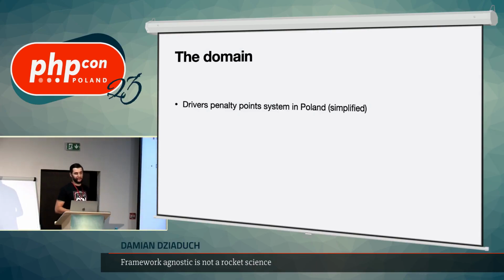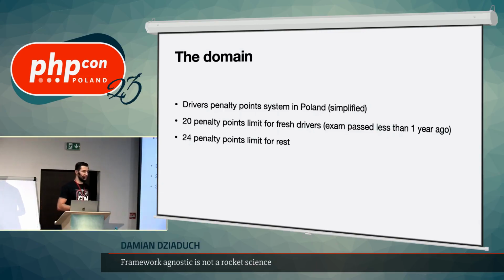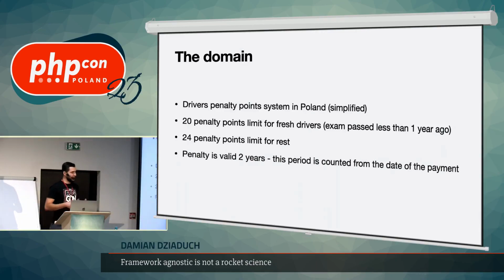So what are the rules of this domain? For the fresh driver, let's call him the junior driver, he is allowed to have a 20 penalty points limit because he passed the exam less than 1 year ago. And for the senior drivers, there is a limit of 24 points. So up to 24 points, you can still drive. If you reach it, you cannot drive anymore. Speaking of the penalty itself, the penalty is valid 2 years. And this period is counted from the day of the payment.